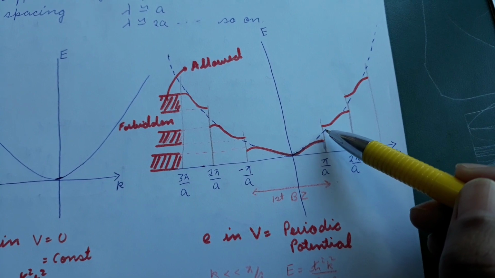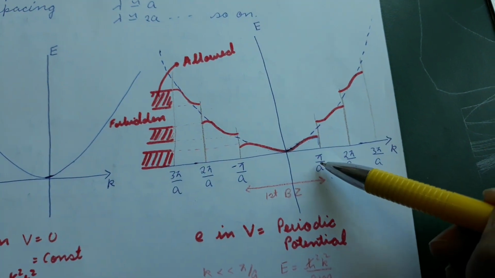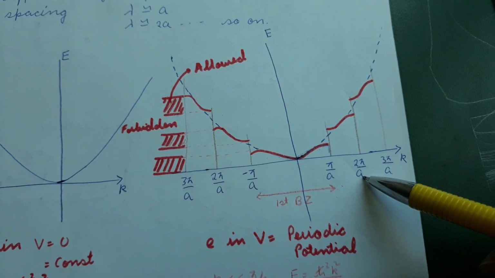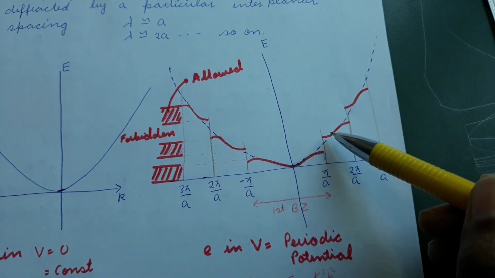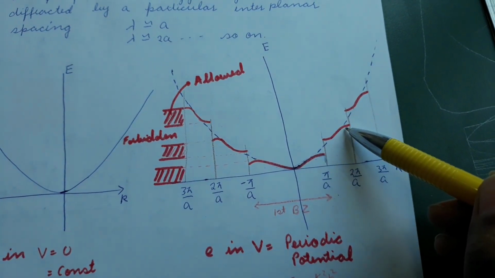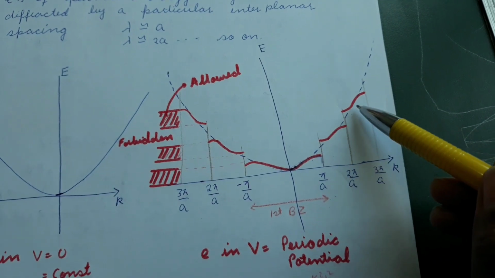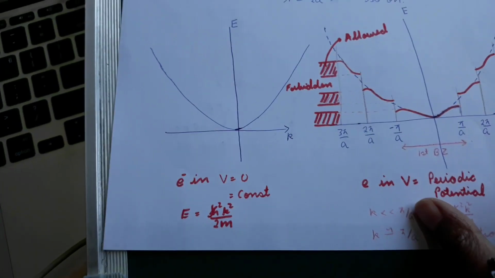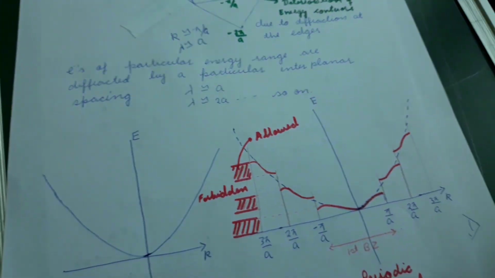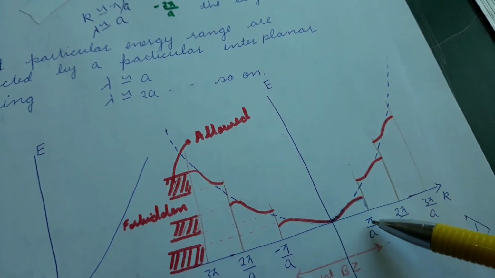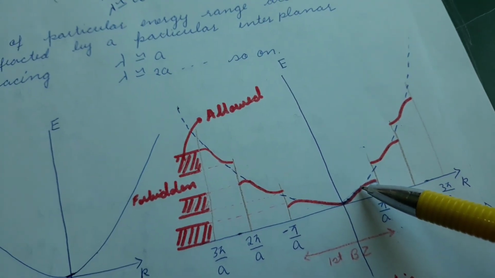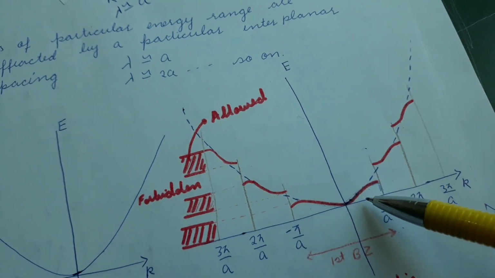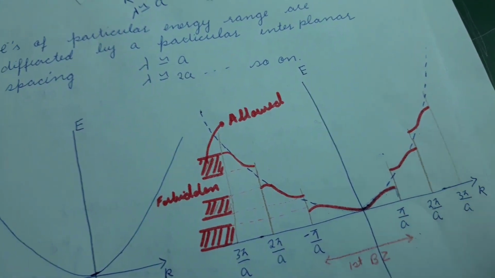Similarly, this is also true for the second Brillouin zone, which will be from pi upon a to 2 pi upon a, and the third Brillouin zone from 2 pi upon a to 3 pi upon a. It means that this energy range will stay, electrons will stay in this k value, while this energy range will stay in this particular k value. So if we draw just this part of the spectra and see what happens in different materials, let us say that one of the bands is the conduction band and the other one is the valence band.